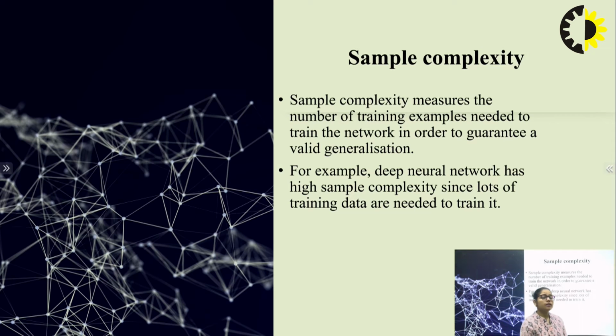Next is sample complexity. Sample complexity measures the number of training examples needed to train the network in order to guarantee a valid generalization. Basically, how much data we need to train our model to get the expected output for that particular algorithm or data set. For example, a deep learning neural network has high sample complexity since lots of training data are needed to train it. In deep learning algorithms, we require a large data set, and for a large data set we require proper training. This is called a deep neural network: we have high sample complexity.